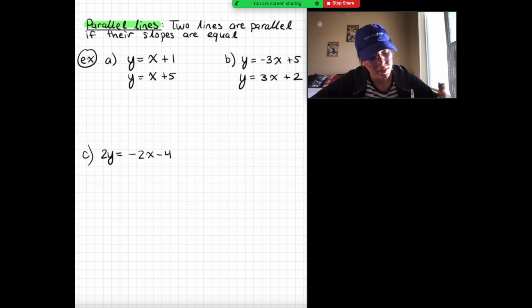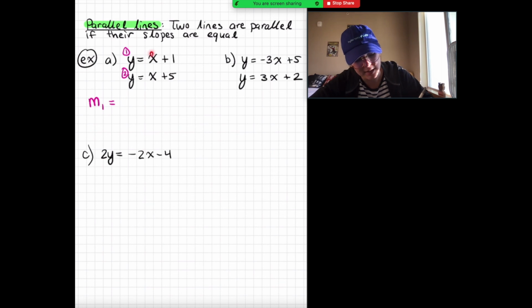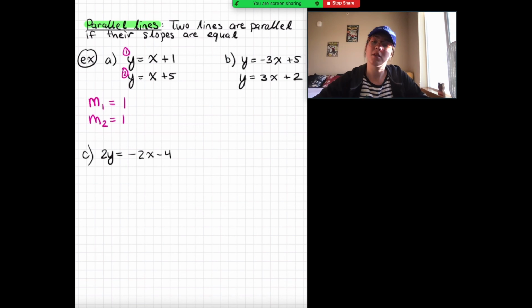When we're talking about if two lines are parallel, we have to look at their slopes. So let's call this equation 1 and this equation 2. So the slope of equation 1, remember that's whatever's in front of our x value. And since there's nothing there, that implies that we actually have a 1. So our slope is 1. And the slope of our equation 2, again, there's nothing in front of our x, so that implies there's a 1 there. So their slopes are the same, so that means that they are parallel.